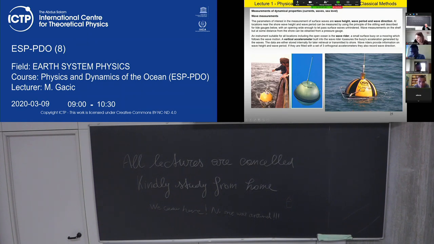So this is called the wave rider buoy. The wave rider buoy simply follows the waves up and down, and it has a vertical accelerometer built into it, which measures the buoy acceleration generated by the waves. So it determines the wave height and wave period. Here we are talking about periods on the order of seconds. 10 seconds is a typical period of wind waves.